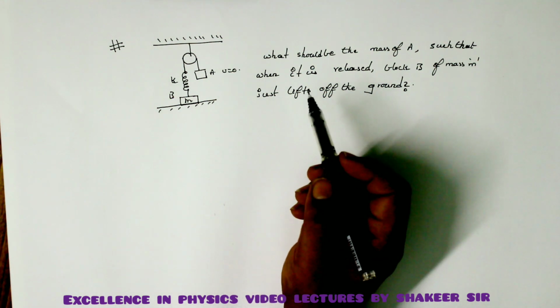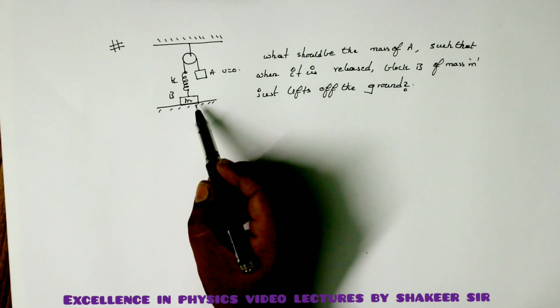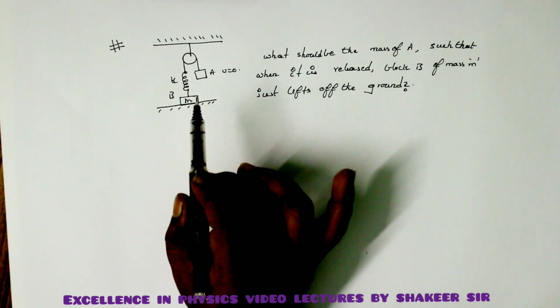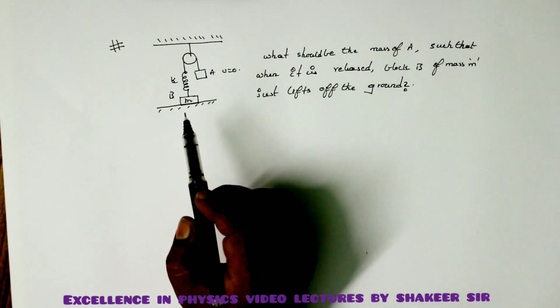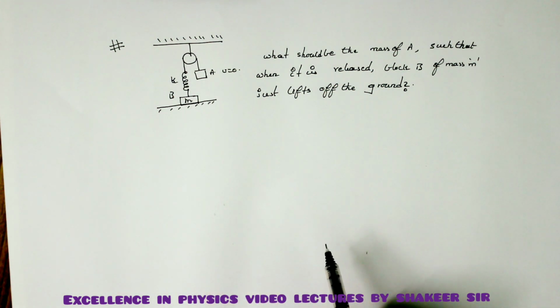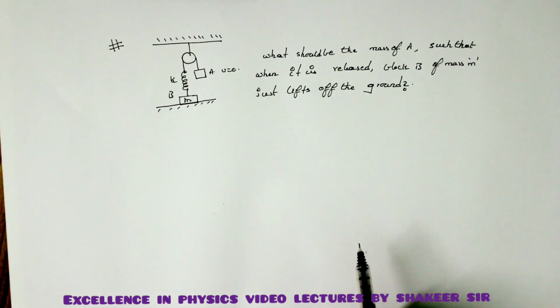So what is meant by just lifting here? It means that the normal reaction between this mass and ground should become 0. So what is the minimum mass of mass A that should satisfy this condition? So this is what I am supposed to find out. So let us see how we can do this problem.